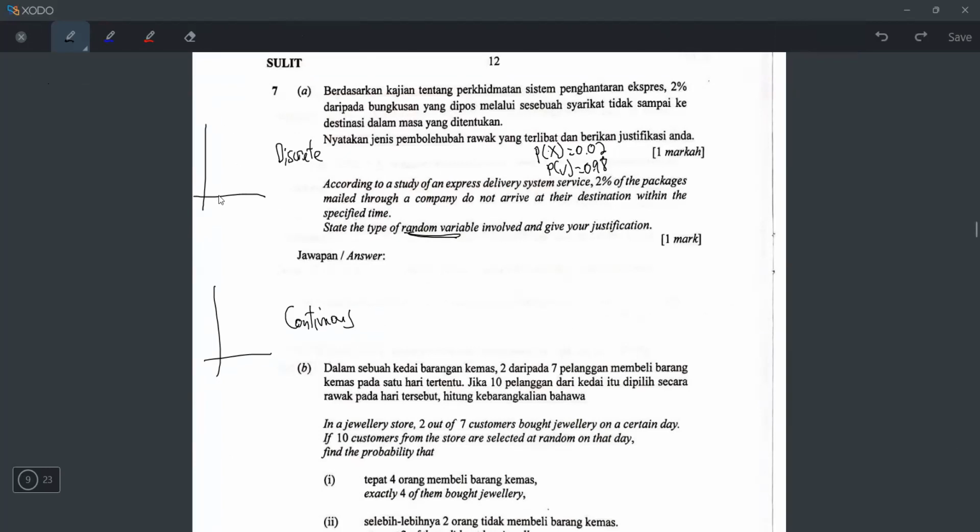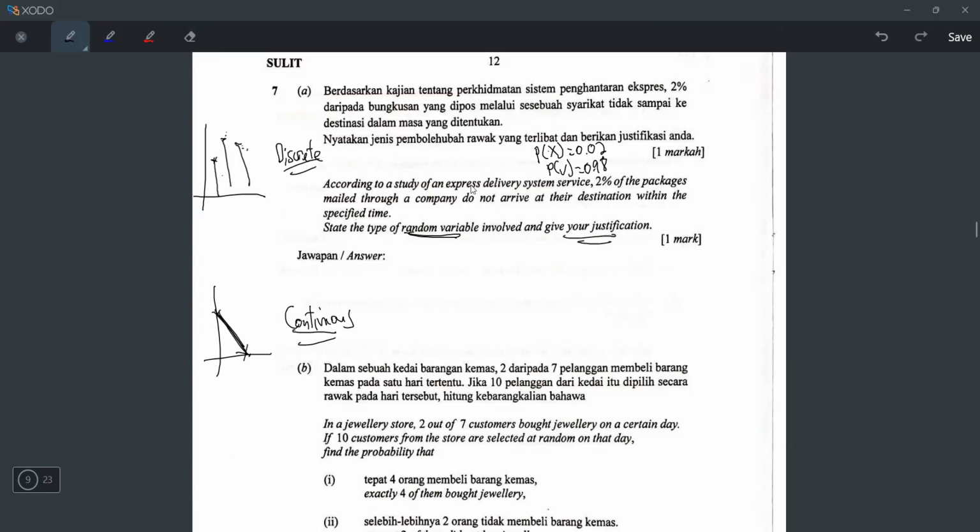So let's talk about what discrete and continuous mean. For a discrete variable, the graph will look like this, like this, like this. That's discrete. For continuous, the graph looks like this. Okay, so let me tell you the difference. For discrete, the points are not connected. For continuous, the points are connected.